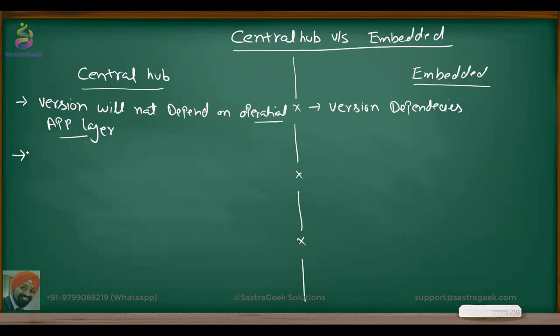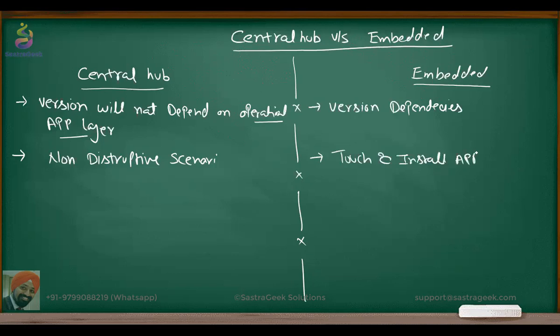So in the case where you have gone through with GUI and now you are going ahead with Fiori, if you go ahead with the central hub, it is a non-disruptive scenario because you are not touching anything on your application layer. With embedded, you need to touch and install on the current application layer. So there would be some disruption in the existing application layer.